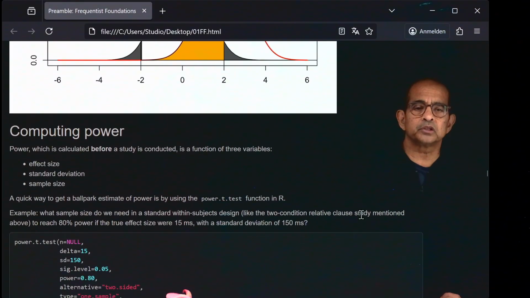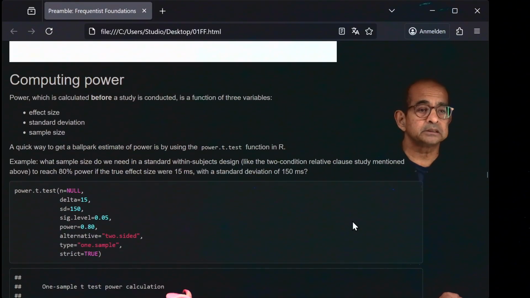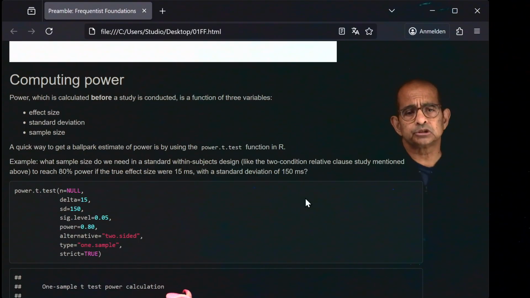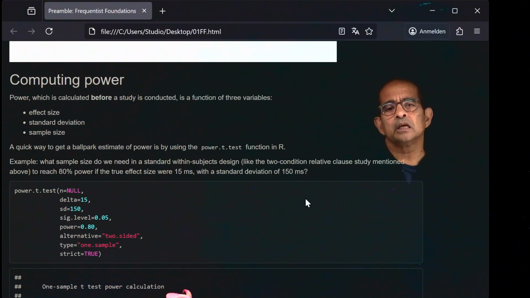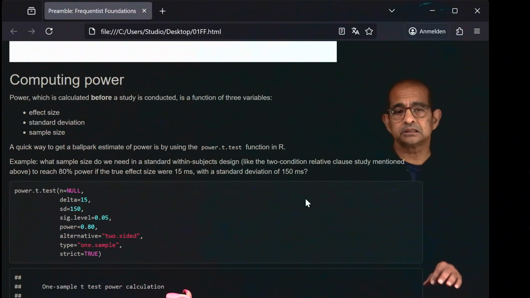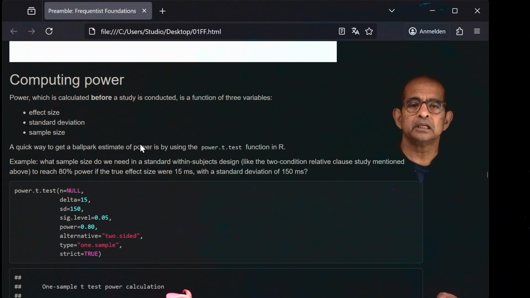But first of all, how would you compute power? There are different ways of doing this computation. One approach is to do a quick and dirty calculation based on the power.t.test function, and I'm going to talk about that here. There are more sophisticated ways of doing this using simulation, but there's not enough time to talk about that. So I'll just stick to the simple case, and in fact this method works pretty well if you have some ballpark estimates of the parameters of interest.